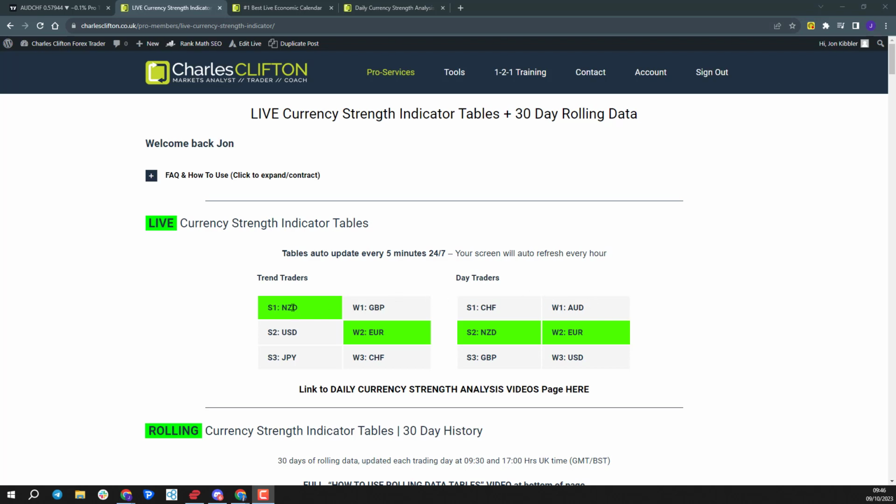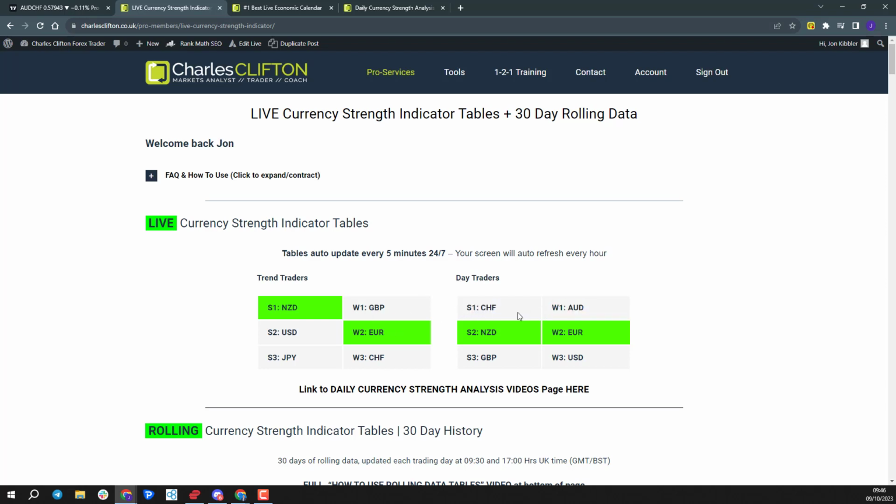So we've got Kiwi as the strongest currency at the moment from a trend trader side of things. It's the second strongest on the day traders. So we're going to take a look at a Euro Kiwi opportunity, Euro being a weaker currency. So I quite like Euro Kiwi to the downside.